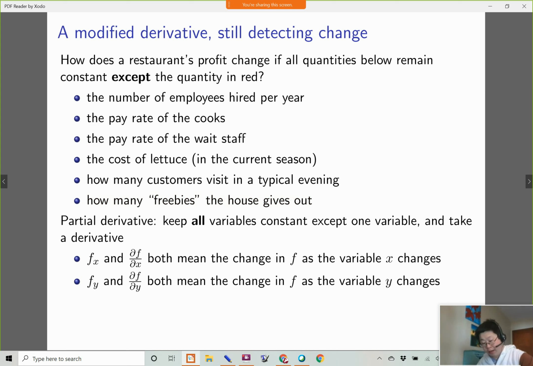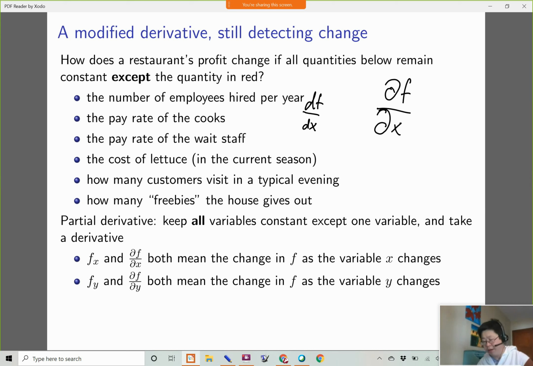So how does this work? We'll see a computation on the next slide, but the idea is basically to keep all of those input variables constant except one variable. All variables constant except one, and then take a derivative. There are 2 notations for it that I want to introduce. If the variable x is changing, one of the notations is f and then a tiny little subscript x. This is a lot like the f prime notation. And then over here, it might be a little too small, so I'm going to just write this over here. So it looks like that. This is a lot like our earlier df over dx notation. It's just for partial derivatives.